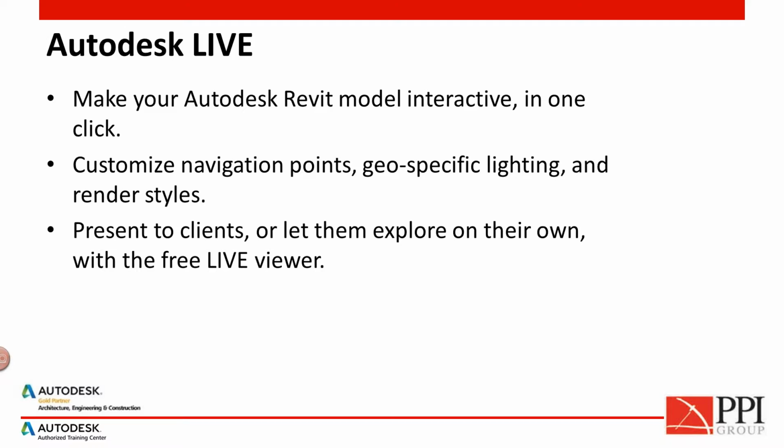The second bullet there is actually multifaceted. We're talking about navigation points. In other words, it's the same sort of thing that you would set up camera views in a Revit project. This way you can have those be navigation points and just click, click, click your way through to different parts of the building. If you choose to toggle on a location in Revit, it'll pick up on that, and so you can do sun studies and shadow with geo-specific lighting. That's what they're talking about there. And then I'll show you render styles as well.